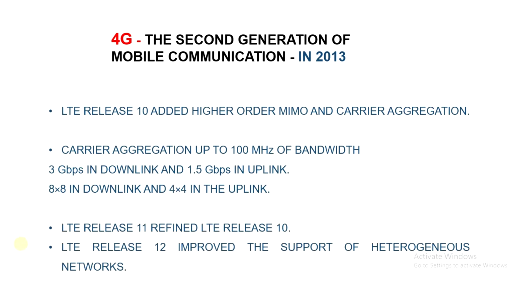Release 11 refined some of the LTE Release 10 capabilities by enhancing carrier aggregation, relaying, and interference cancellation. New frequency bands were added and the use of coordinated multi-point transmission and reception (CoMP) was defined. LTE Release 12, which was concluded in March 2015, added several features to improve the support of heterogeneous networks, even higher order MIMO, and aggregation between frequency division duplexing, the FDD, and time division duplexing, the TDD, carriers.